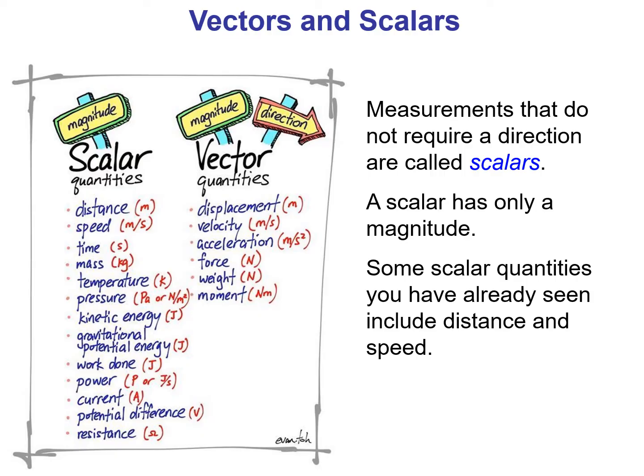There are other vector quantities that we will run into in this course, and there are also many measurements that do not require a direction. We will refer to them as scalars or scalar quantities. Scalars must only have a size or magnitude. We've already seen distance and speed. Other scalars include things like time, mass, and temperature.